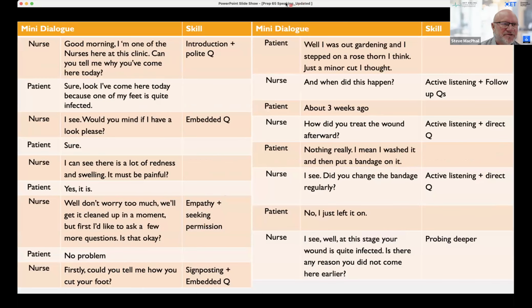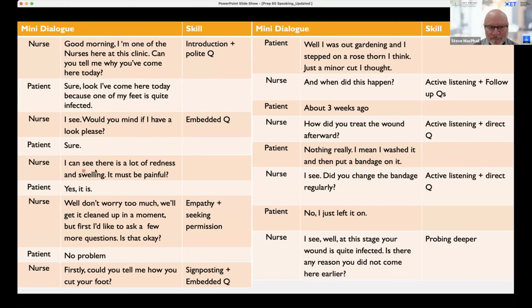Okay, let's look at our dialogue, shall we? So, and this is just a mini dialogue, just to show you the skills. Nurse says, "Good morning. I'm one of the nurses here at this clinic. Can you tell me why you've come here today?" There's our introduction plus a polite or embedded question. Patient: "Sure. Look, I've come here today because one of my feet is quite infected." Nurse: "I see. Would you mind if I have a look, please?" Again, we're seeking permission. It's an embedded question, not, can I have a look?